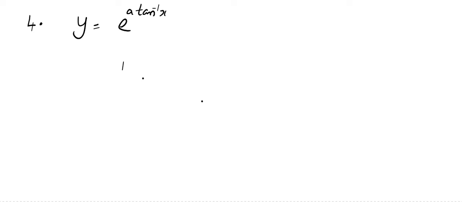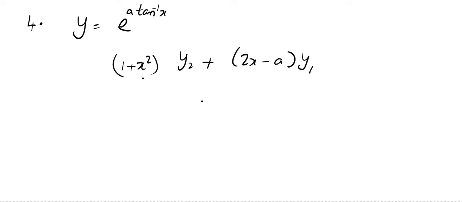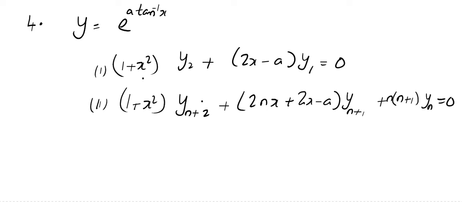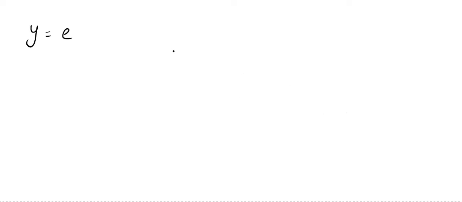and we have to prove that 1 plus x square into y2 plus 2x minus a into y1 equal to 0. And the second thing that we have to prove, 1 plus x square into yn plus 2 plus 2nx plus 2x minus a yn plus 1 plus n times n plus 1 into yn is equal to 0. So we have y equal to e to the power a tan inverse x.